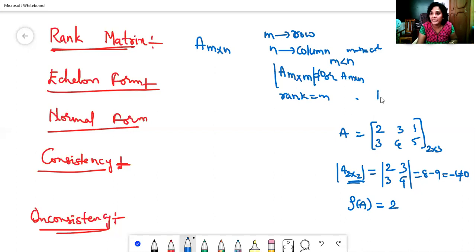If the determinant of A is equal to 0, then we can choose the minor of A. Minor of A means you can eliminate a row and a column. Suppose the nth order determinant of the A matrix is equal to 0, then you can go for the n minus 1th order of the matrix. If that is also equal to 0, then you can go for the n minus 2 order of the matrix. When it is not equal to 0, then that is the order, the rank of the given matrix. That is the method of the rank of a matrix.